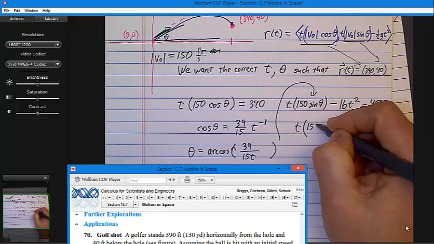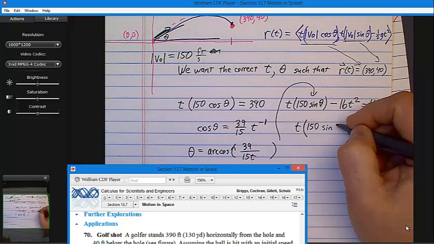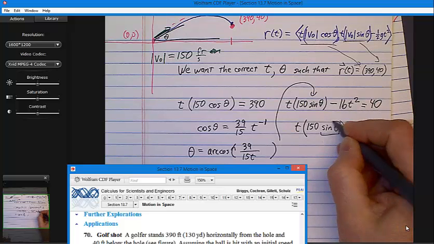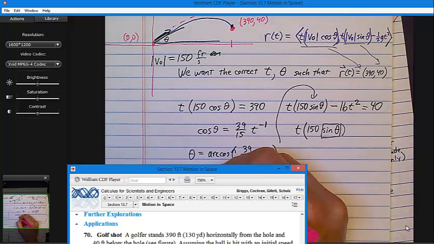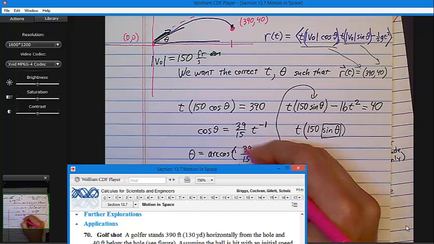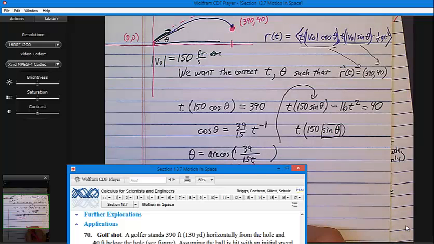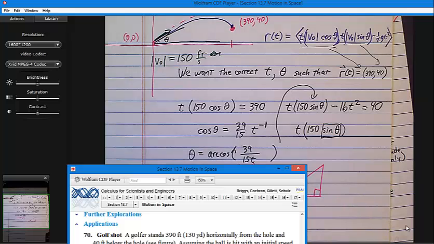T times 150 the sine of theta. So what is this sine of theta? Let's see a picture. Like you said, Kathy, this is the arc cosine of, if we divide top and bottom by 3, 13 over 5t, right? So the picture looks like this. Here's theta. Boy, if it weren't for that t, I'd be so much happier.